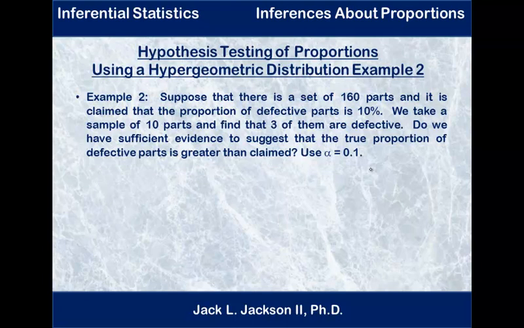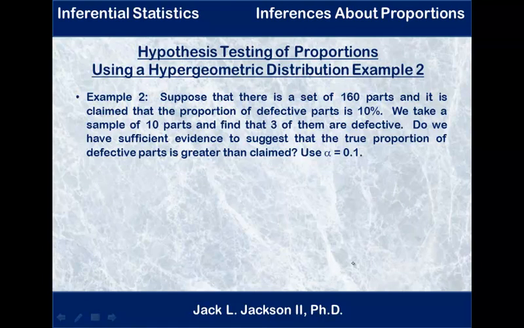Or is it because we just happen to be sort of unlucky, and just happen to get a bad box? Is this enough that we think that the true proportion is more than that? We're going to use an alpha level of 0.1 this time. So see if you can work through this one. It works very much like the last example. Press pause now.